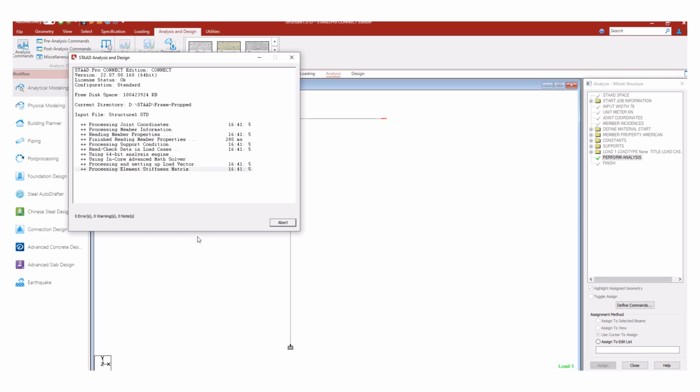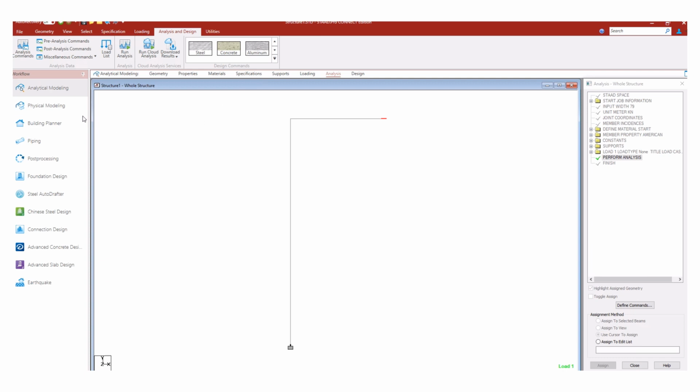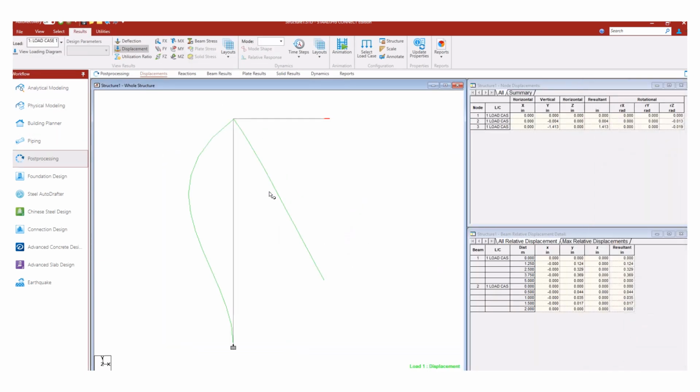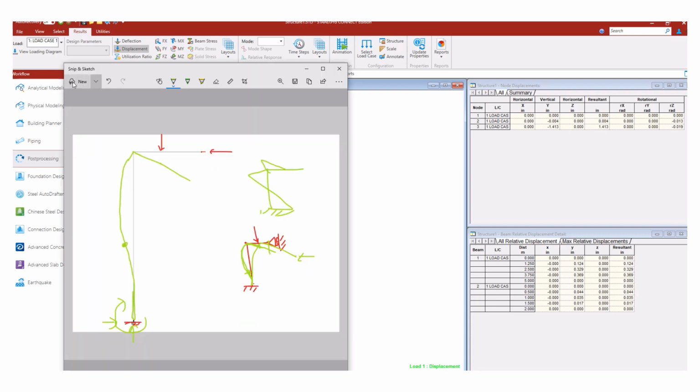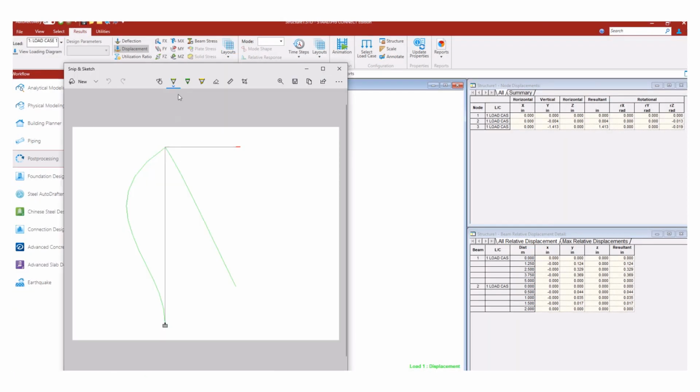After running the analysis, we will see there should be no errors and 0 warnings. Go to the post-processing mode and apply. You will see here, this is the deflection pattern. You can see how it deflects. Here you see, tension is on this side, here tension is on this side. That's why the bending diagram comes like this. So here we could see this is the deflection pattern, right?